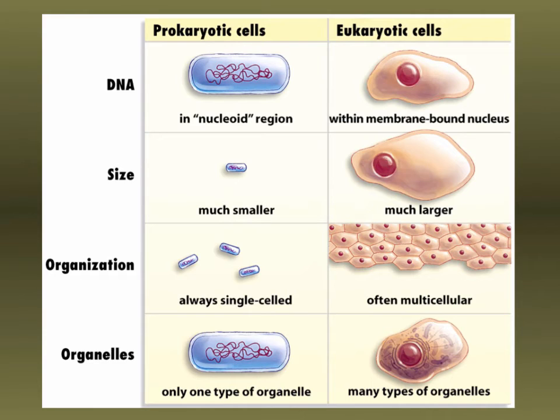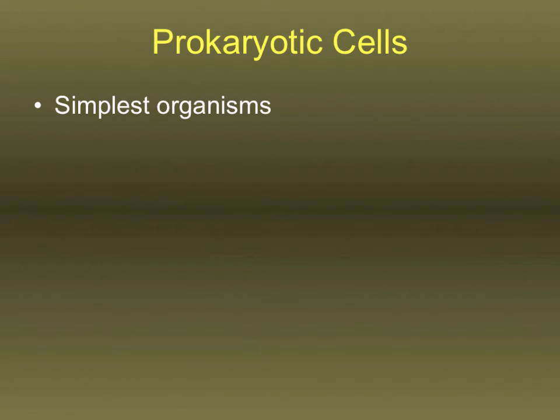Eukaryotes can be multicellular, although that's not a necessity. There are certainly some single-celled eukaryotes as well, especially in the protist world. And then with organelles, prokaryotes only have ribosomes, whereas eukaryotes, as we're going to see in this chapter, have a bunch of other bells and whistles that they bring to the table when it comes to cellular organization.